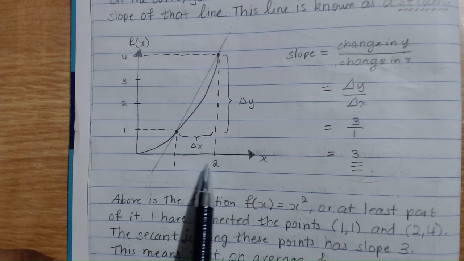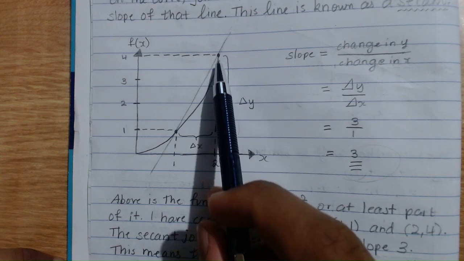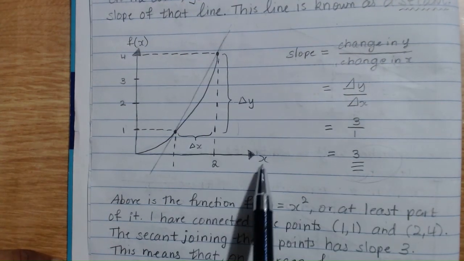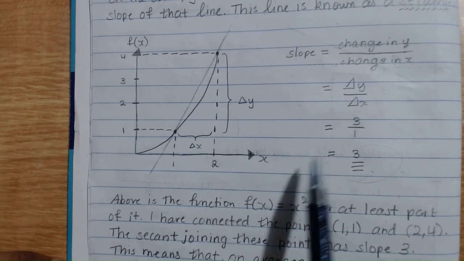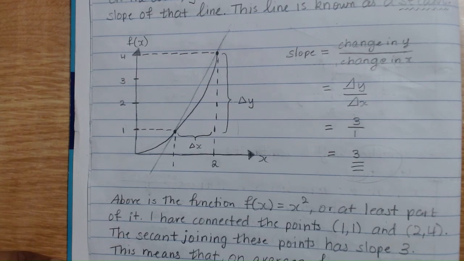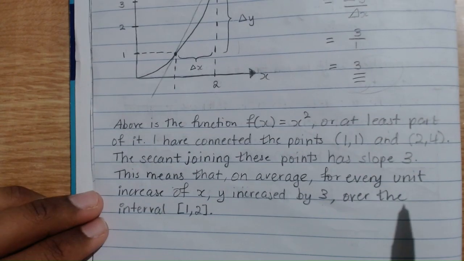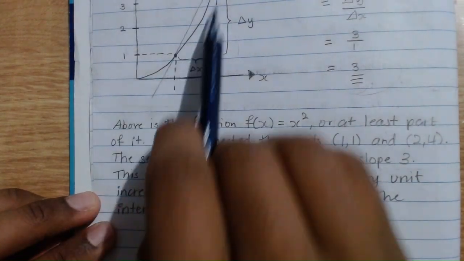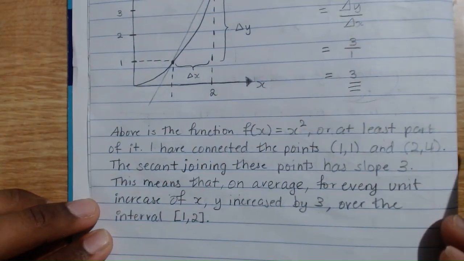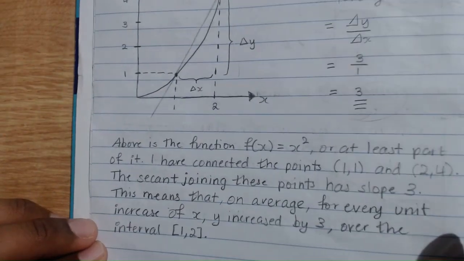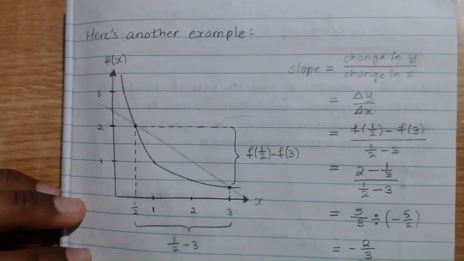But for here, every unit increase of x, we increase y by 3. And for the next one, every unit increase of x, we would increase y by 5. So the rate of change, or the slope, is not constant along this curved function. And that's true for all curved functions.